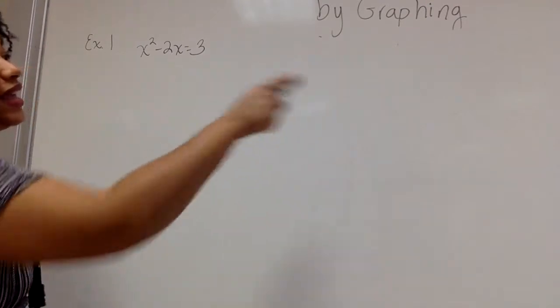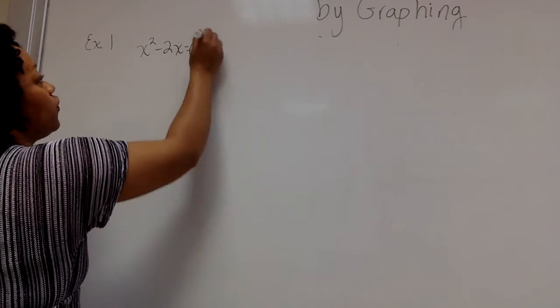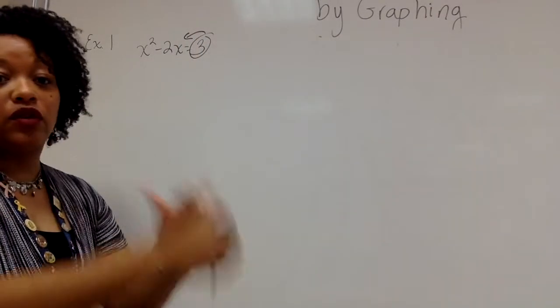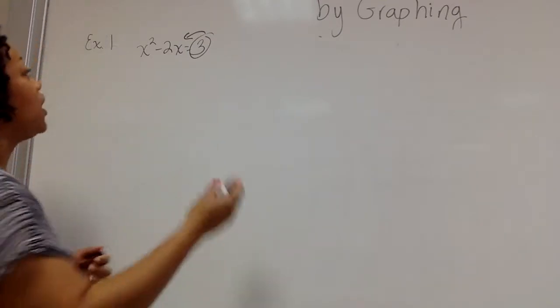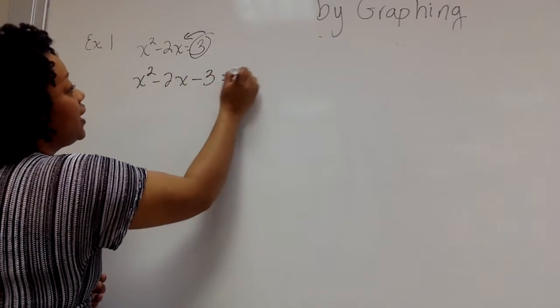First step, we got to get the equation set equal to 0. So we're going to move the 3 over. And you guys have to remember that whenever you move numbers across the equal sign, it changes that sign. So this becomes x squared minus 2x minus 3 equals 0.